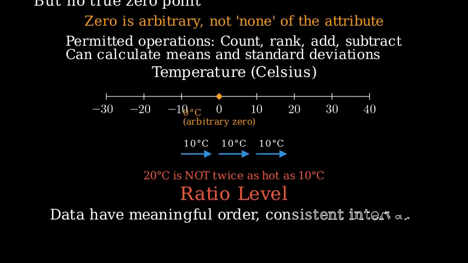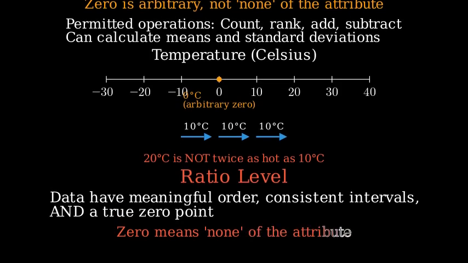Finally, we have the ratio level of measurement, which has all the properties of interval data, plus a true 0 point that represents the complete absence of the attribute. This true 0 allows us to make meaningful statements about ratios. We can say that one value is twice or half of another value.